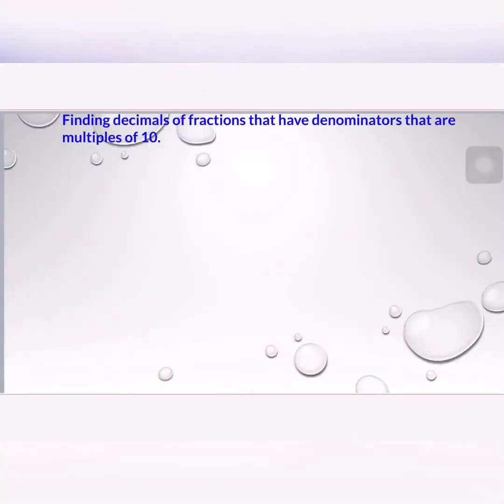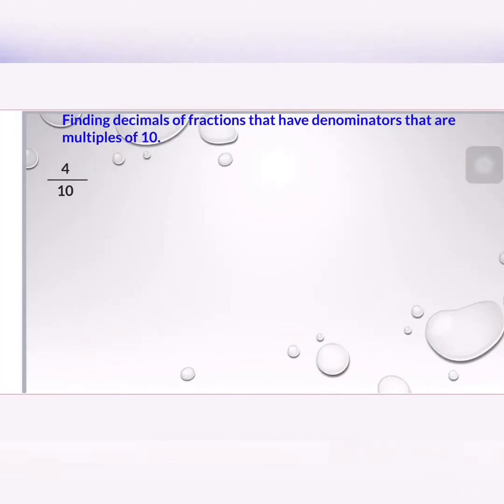We are going to learn to find decimals of fractions that have denominators which are multiples of 10. We're going to start there with 4 over 10. 4 over 10 is the same as saying 4 divided by 10. This means we are trying to find how many tens we can find in 4.